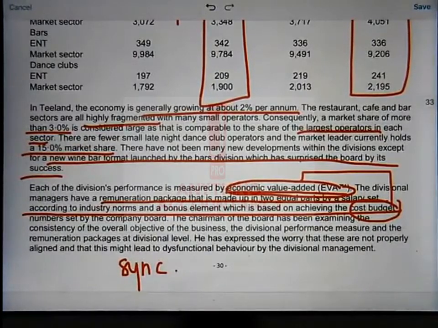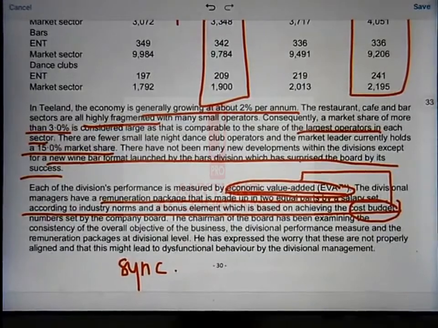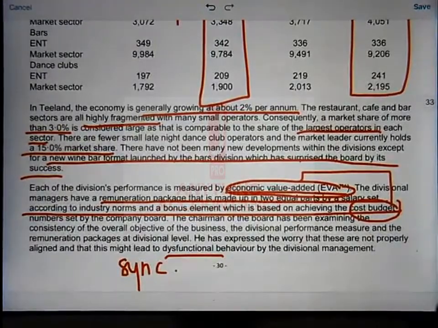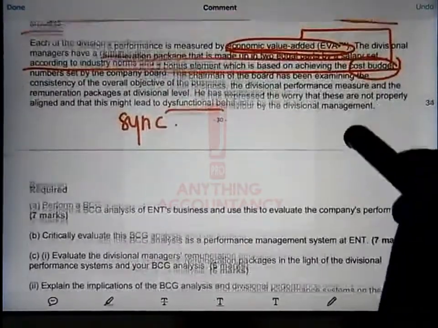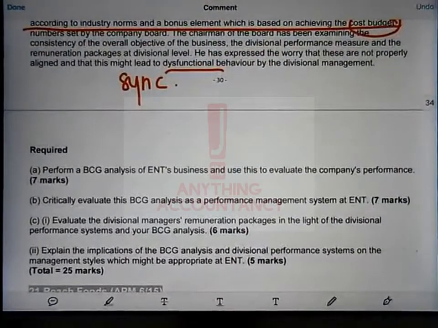Okay. The chairman of the board, examining consistency of overall objectives, divisional measures and the remuneration package at division level, has expressed the worry that they are not properly aligned and may lead to dysfunctional behavior by the divisional managers. Okay. Well, perform a BCG analysis on ENT and use this to evaluate the company's performance. Okay, that means they just want you to say how the company performed. Critically evaluate this BCG analysis as a performance management system at ENT.